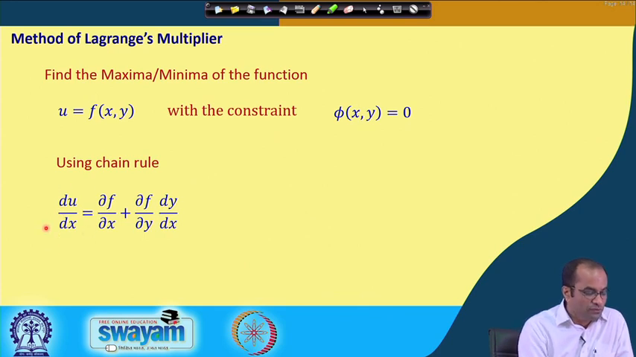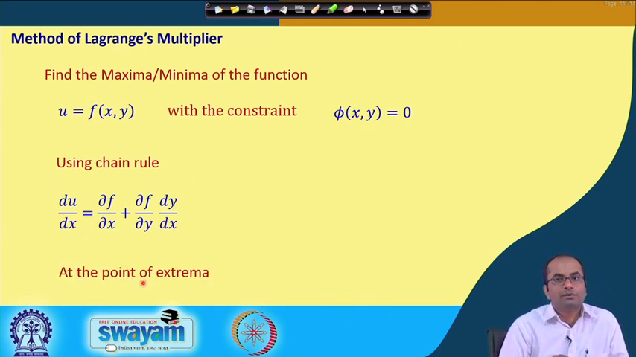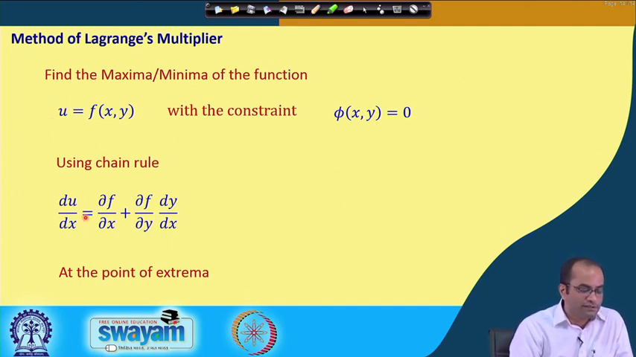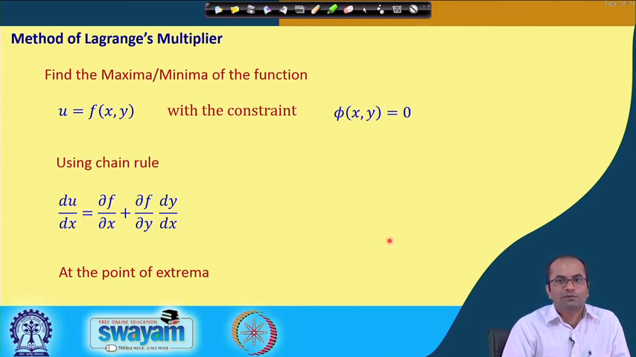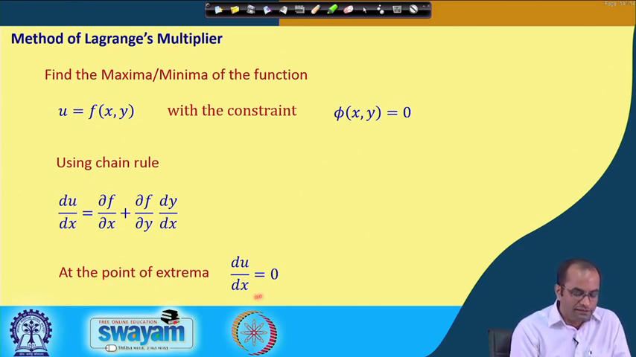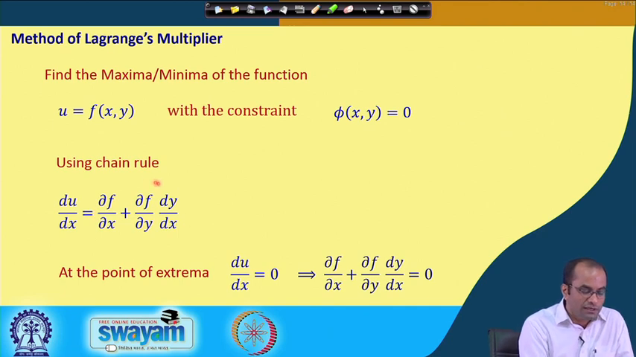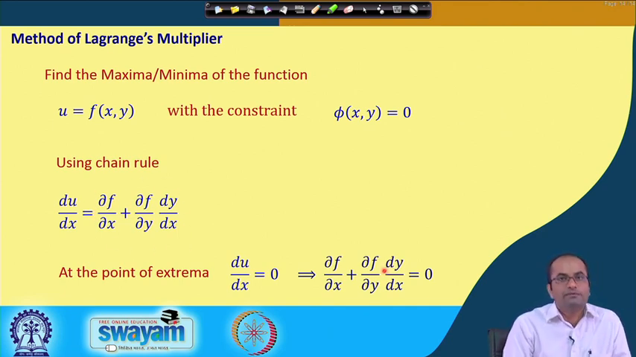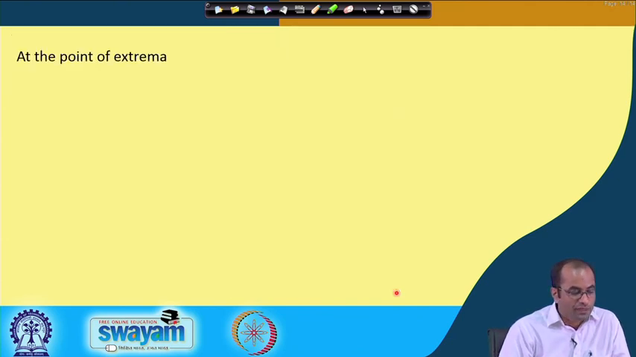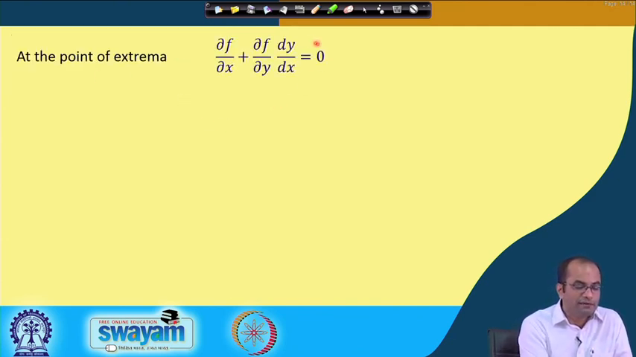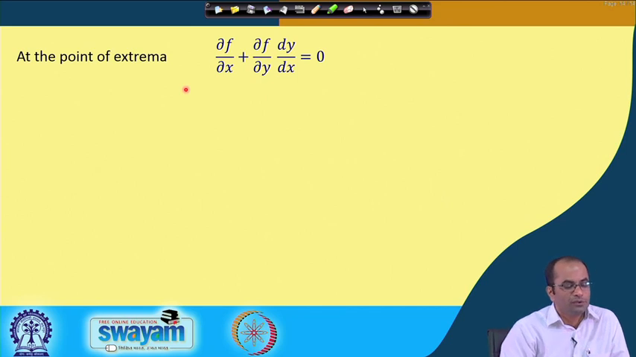With this du over dx, at the point of extrema, we know that du over dx must be 0. It is a one variable problem where we have to get the derivative of u with respect to x, and that has to be 0 at the point of extrema. So, at this point we get that this derivative must be 0. That means del f over del x plus del f over del y into dy over dx must be 0. So, that is one condition, one equation we are getting, which has to be satisfied at the point of extrema.